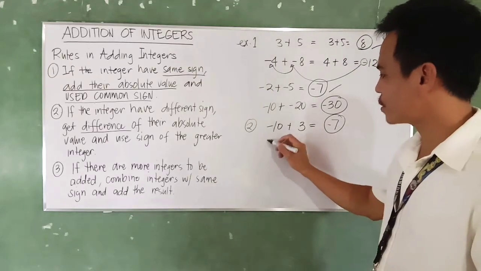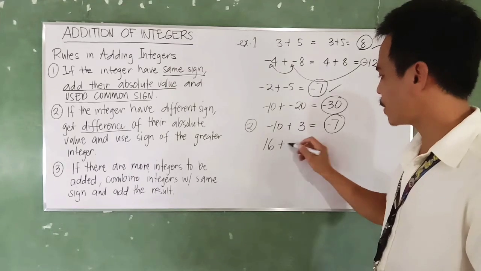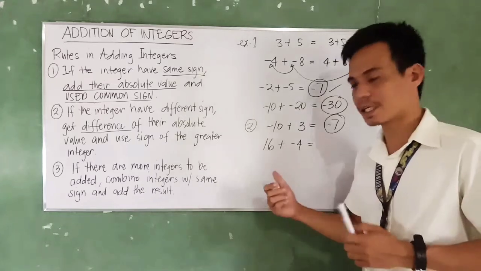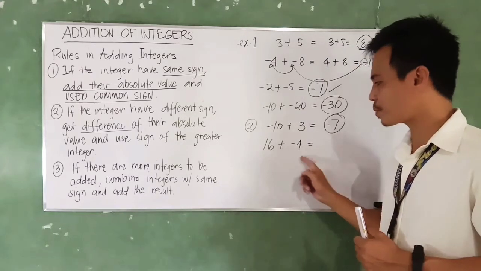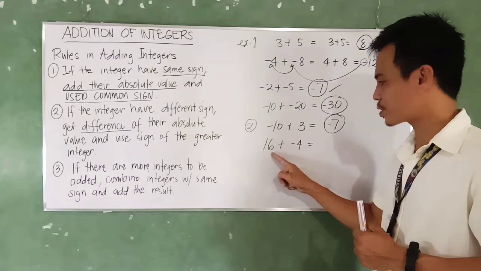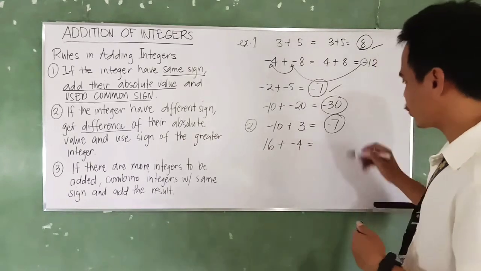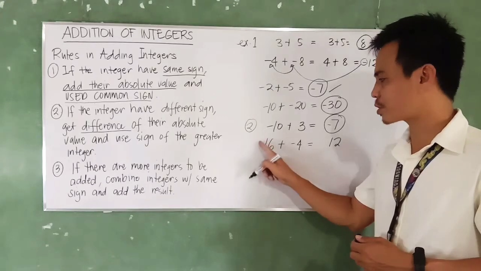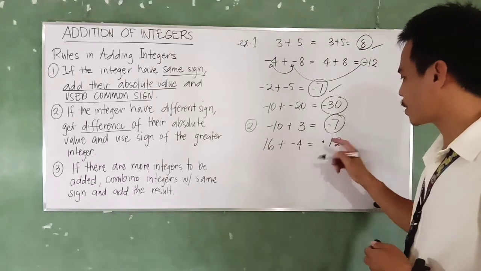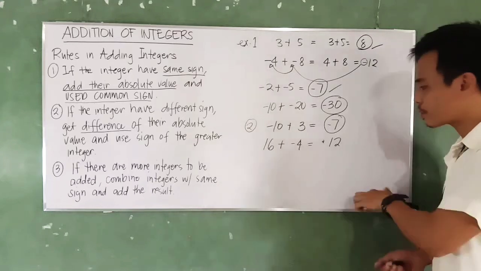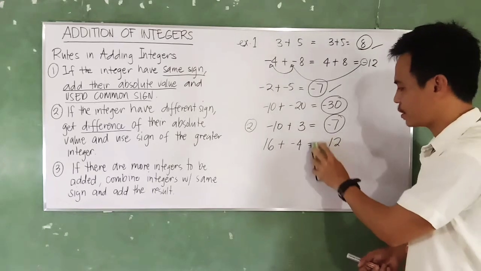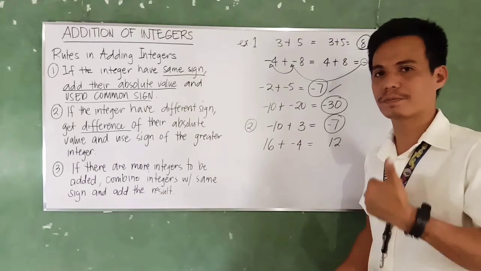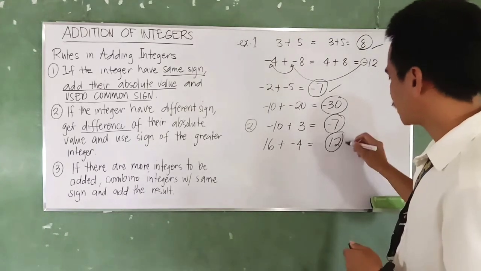This is positive 16 plus negative 4. So gagawin natin guys is just to subtract their absolute value. So 16 minus 4 is 12, very good. And what is the sign? The sign of the larger number is positive, so therefore, our answer is positive 12. Or we can write it this way. So, pwedeng wala na siyang sign. That means our answer is positive. Okay? Very good. Last example.